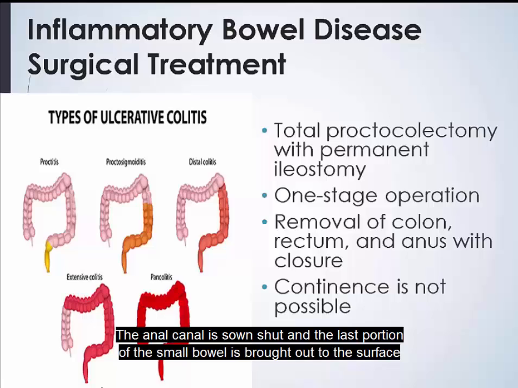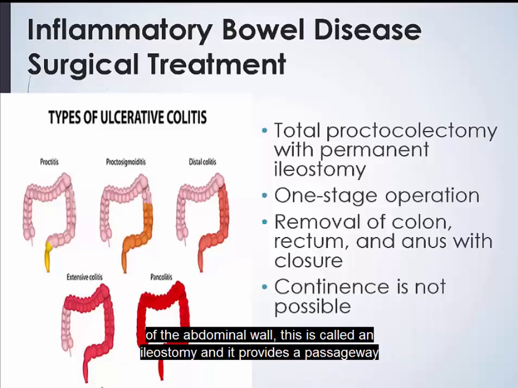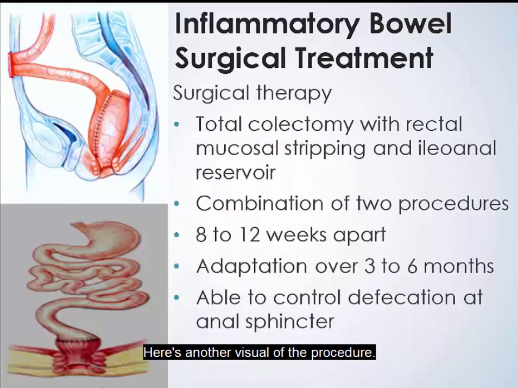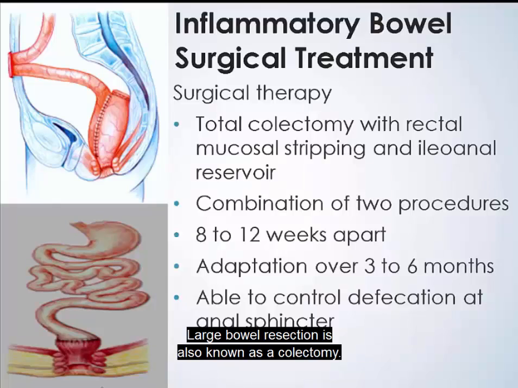The anal canal is sewn shut, and the last portion of the small bowel is brought out to the surface of the abdominal wall. This is called an ileostomy, and it provides a passageway for bowel contents to exit the body. Here's another visual of the procedure. Large bowel resection is also known as a colectomy. Removal of the entire colon and rectum is called a proctocolectomy.